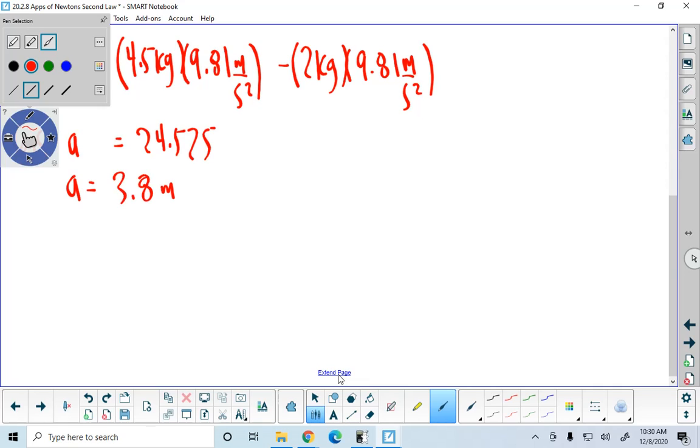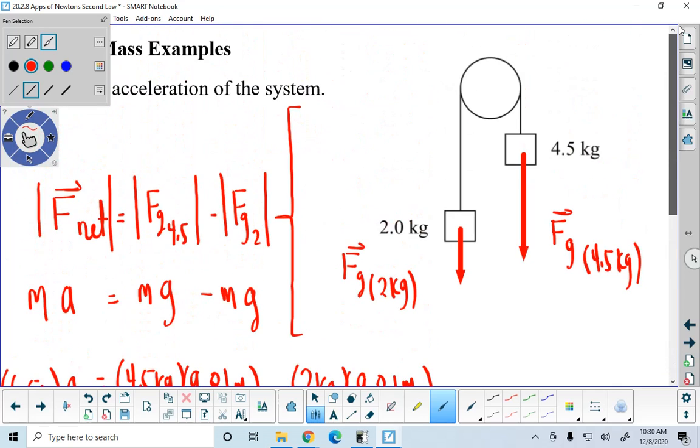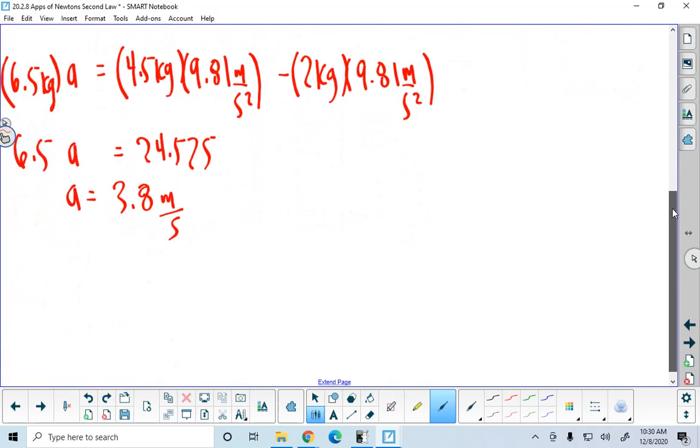I want to just take a look at the way the question was worded. Yeah, it says, what's the acceleration of the system? So we can't really put a direction on that because different parts of the system accelerate in different directions. If I said to you, what is the acceleration of the 2 kilogram mass, you would say it's 3.8 meters per second squared, up. If I said, what's the acceleration of the 4.5 kilogram mass, I would say it's 3.8 meters per second squared down. Any questions with that example?